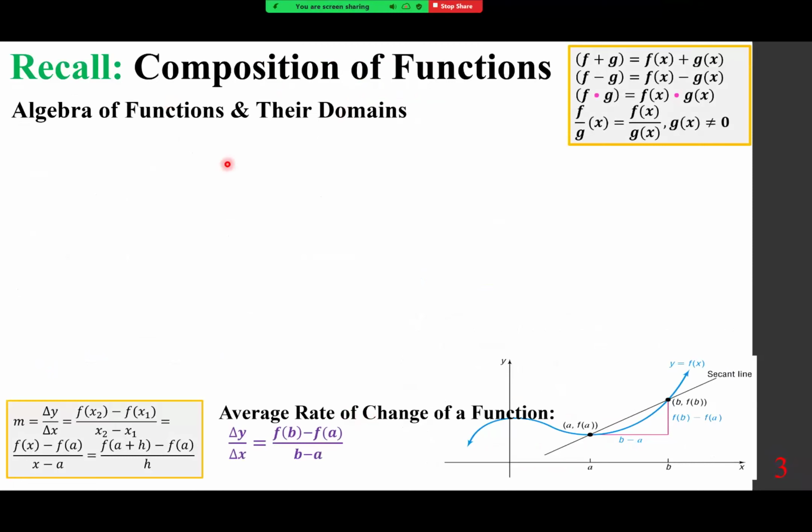Composition of functions. First, reminding you of the average rate of change. Delta y over delta x, or f of x sub 2 minus f of x sub 1 over x sub 2 minus x sub 1. Then there are different ways of representing them. This is algebra of functions: addition, subtraction, product, and quotient.